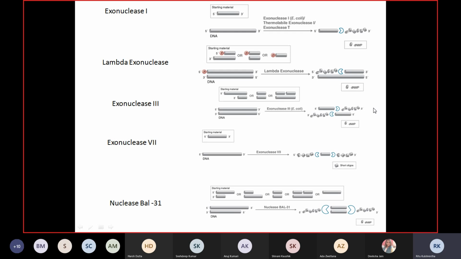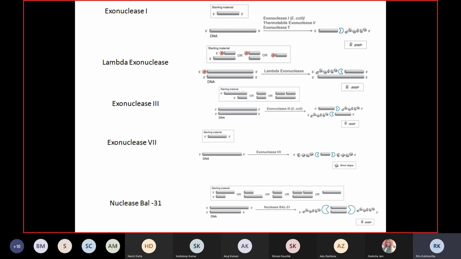So if I, let's say, want to generate a DNA molecule which has 3' overhangs, maybe I will give a brief treatment with lambda exonuclease. So my double-stranded DNA, which initially was a blunt end, will finally, after treatment with lambda exonuclease, have a 3' extension. Similarly, if I want to have 5' overhangs in my DNA, then I can use exonuclease 3. Obviously, I have to play with the concentration of exonuclease 3 or various exonucleases that I am using, because otherwise it will completely chew up the DNA.